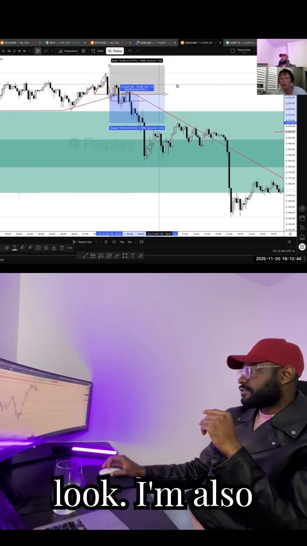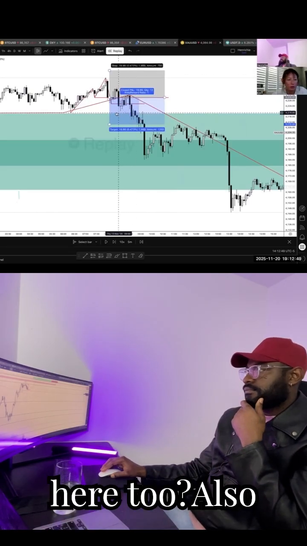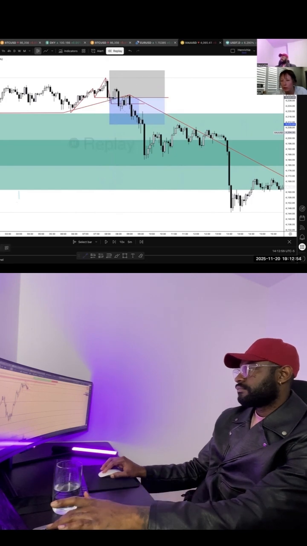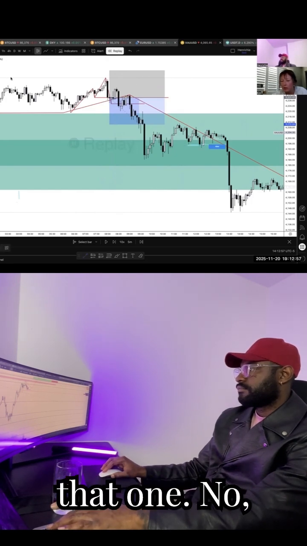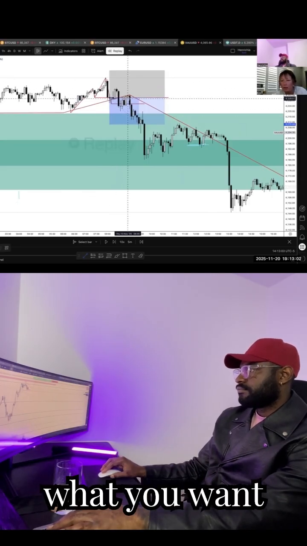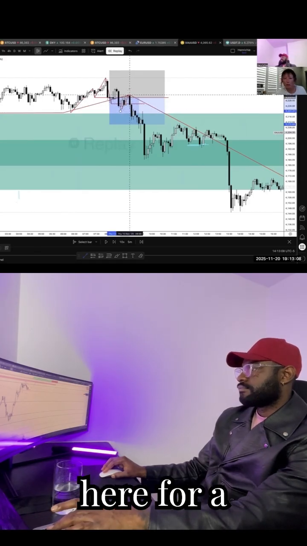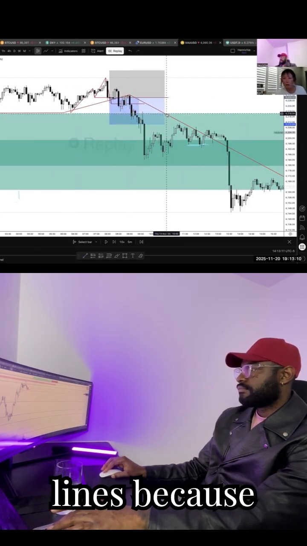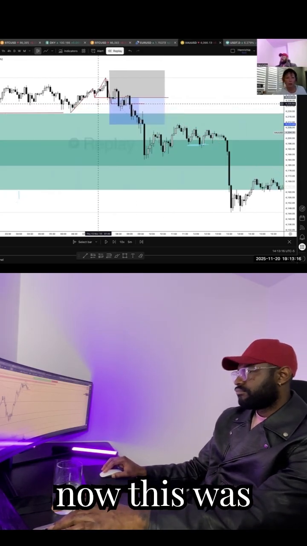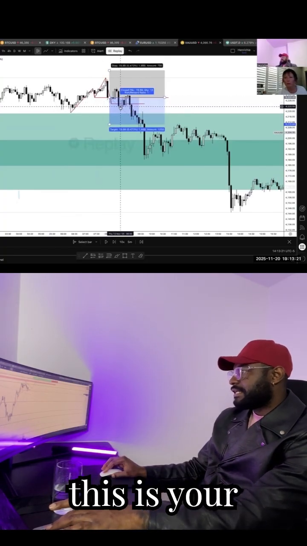And I'm also looking for the second one. Because is there one here too? Let me see. Yeah, see it here. It could also give you another entry. No, no, it's not. Okay. So now what you want to see is same time frame break of structure when price came up here for a retest. Let me remove these lines because there's too many lines here. So now this was the break, the candle closure.